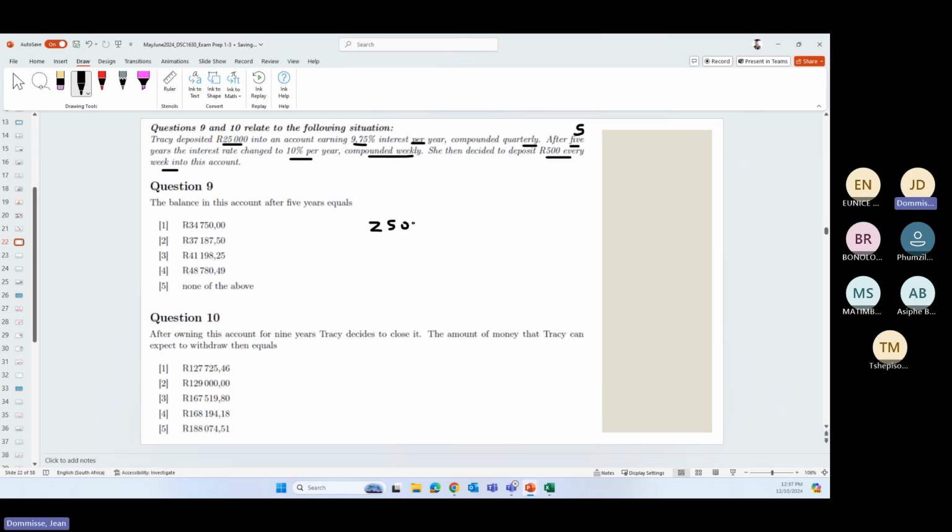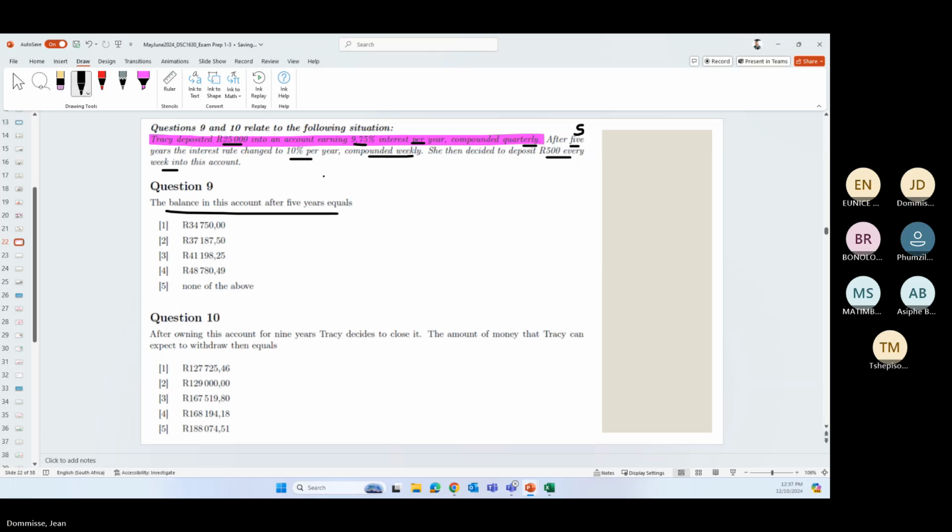So let's write that out. So into an account, and they say, so this is that first piece. Then after 5 years, it's first changed. So for this one, we first need to just work out how much that will be.